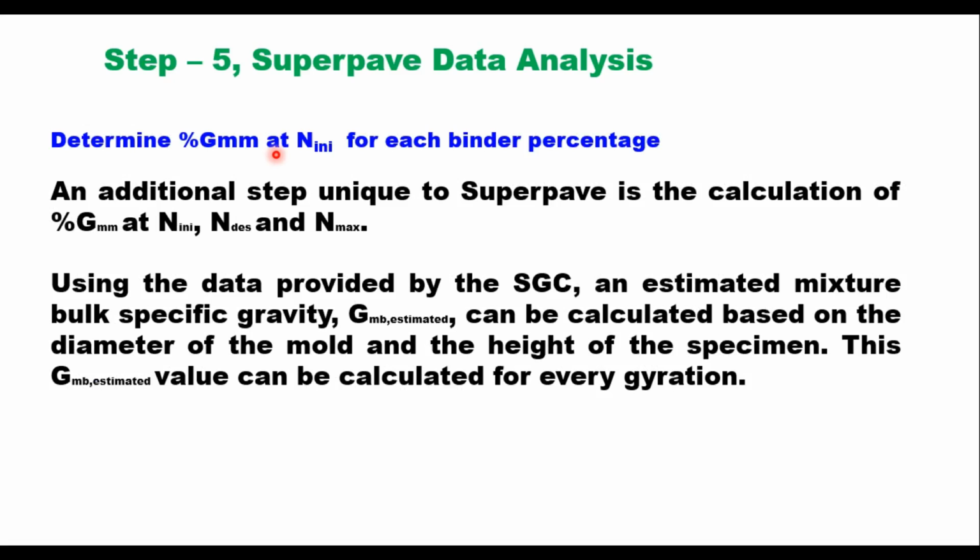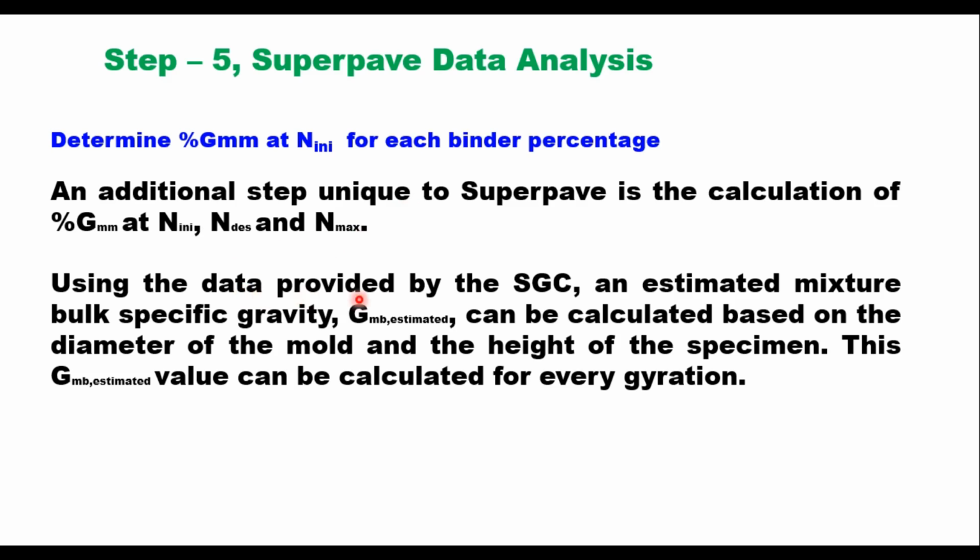Step 5 is Superpave data analysis. Determine %GMM at number of initial gyrations for each binder percentage. And this is the unique step in Superpave mix design, that is calculation of %GMM achieved at different number of gyrations like N initial, N design and N max.